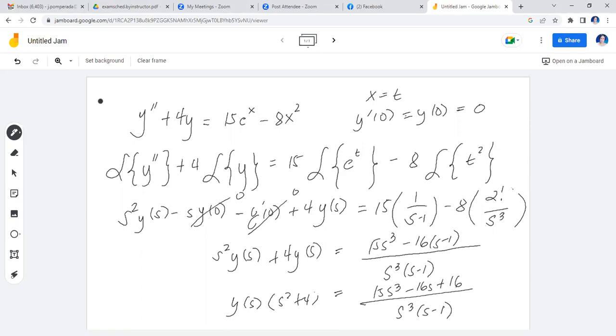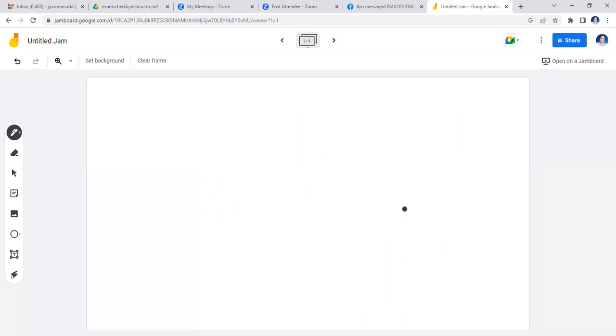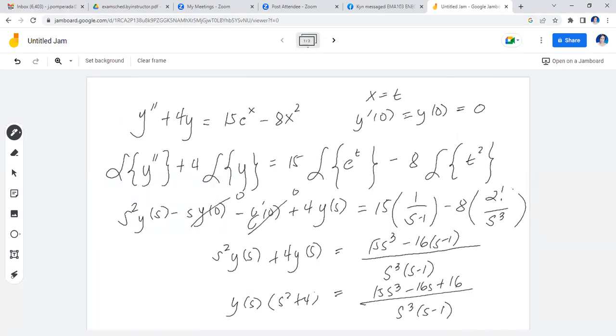So as discussed, for you to be able to find the solution of this DE, you need to isolate the y of s on the left side. That way, you can also have it inverted later on. So we will do that on the next page. You may take a screenshot here so you can follow through. So this is our last line here. We will isolate the y of s in this side. So you need to divide the entire equation by s squared plus 4.